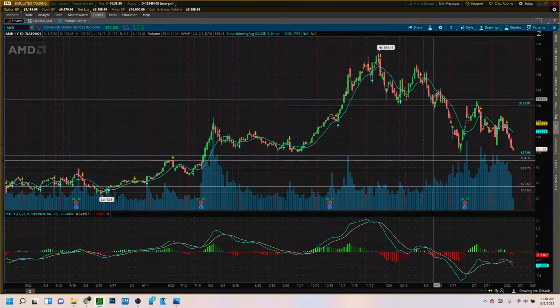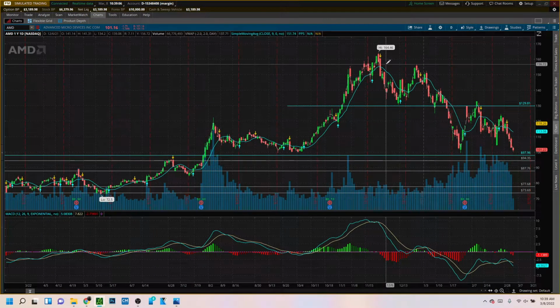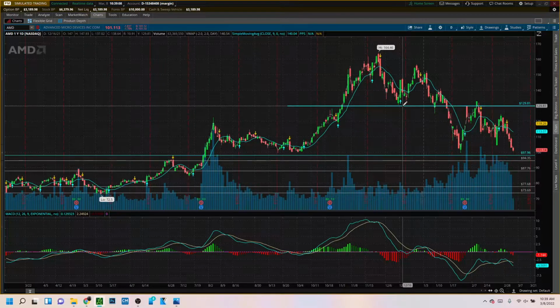So with trade confirmation waiting for the EMA, we would have missed this trade and it would have worked out, because we would have lost money if we hopped in there just because we were waiting for that 130 price. All right, so let's go back to this one.